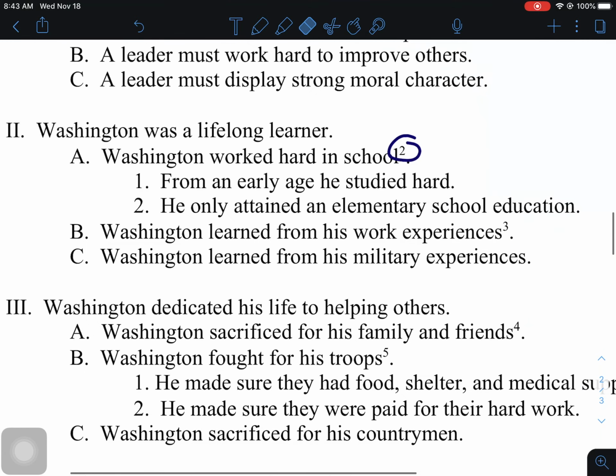Now, similar here, Washington worked hard in school. I cite my source there. And what I'm saying when I cite my source at that level is that the information below it is from the same source. I don't start using a different source until I cite this new one. And that implies that everything that follows, like a paragraph, is using the same source. So that's where my sources are.